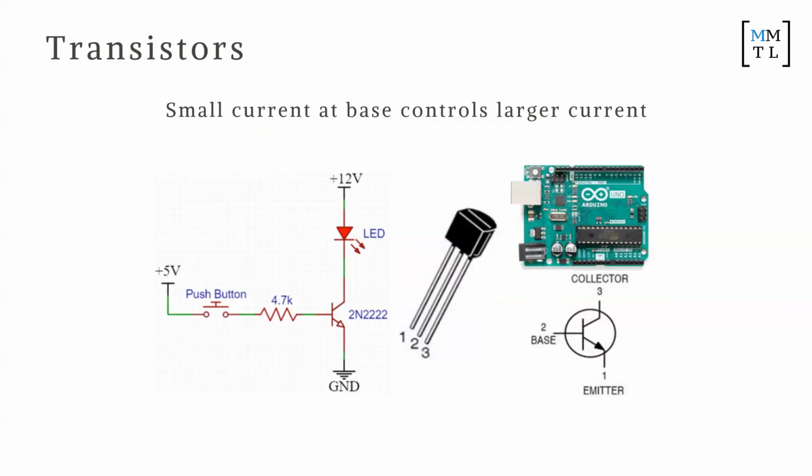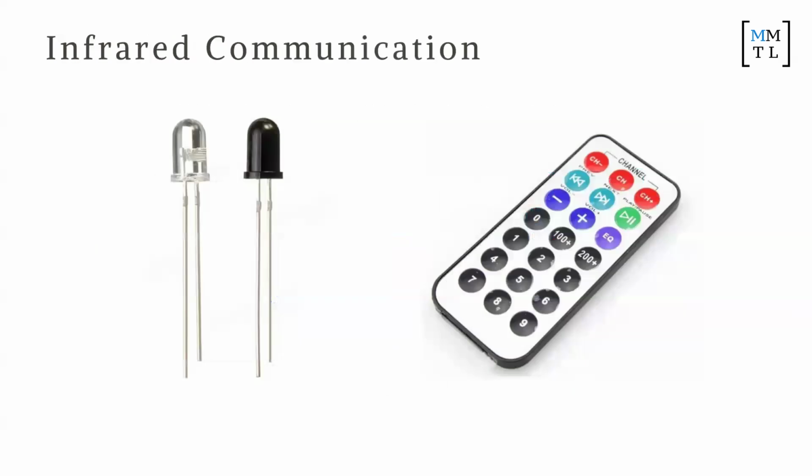Transistors, now this allows you to control a larger current with a smaller current, okay? So this has been sort of the key thing on chips. Everyone's been making smaller and smaller transistors, and this has led to really cool devices that we can now use.